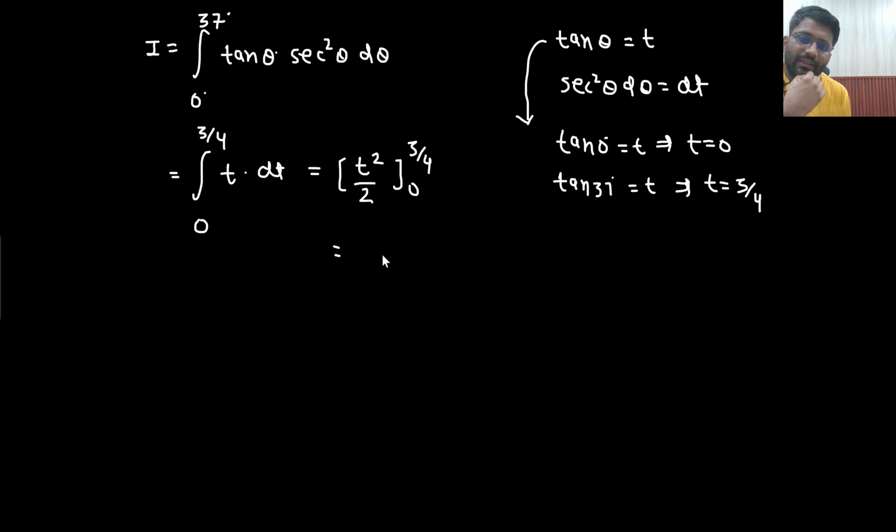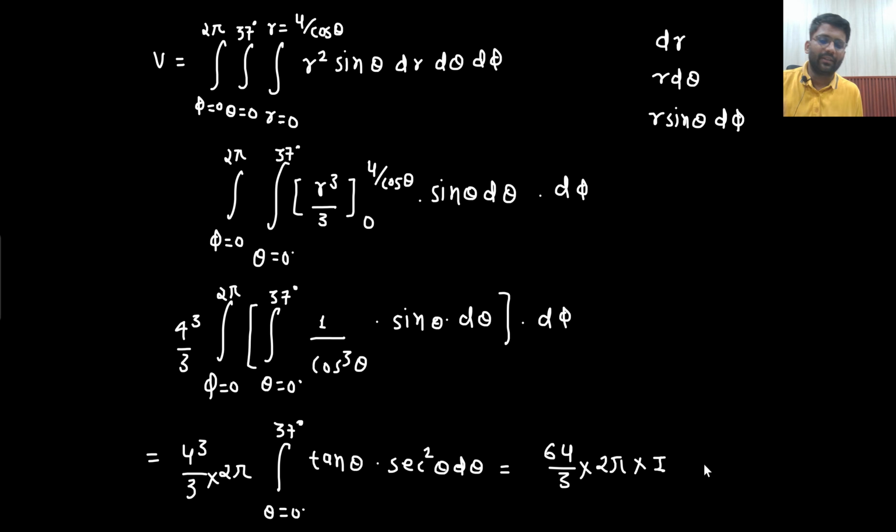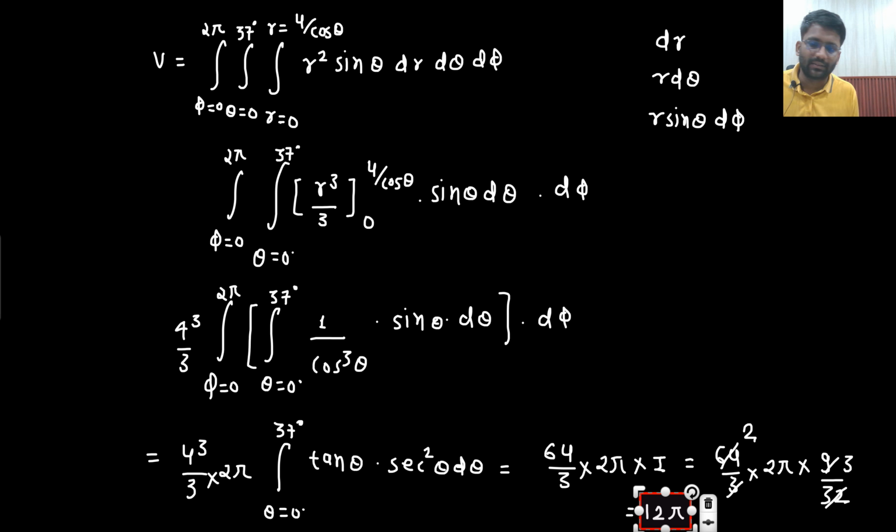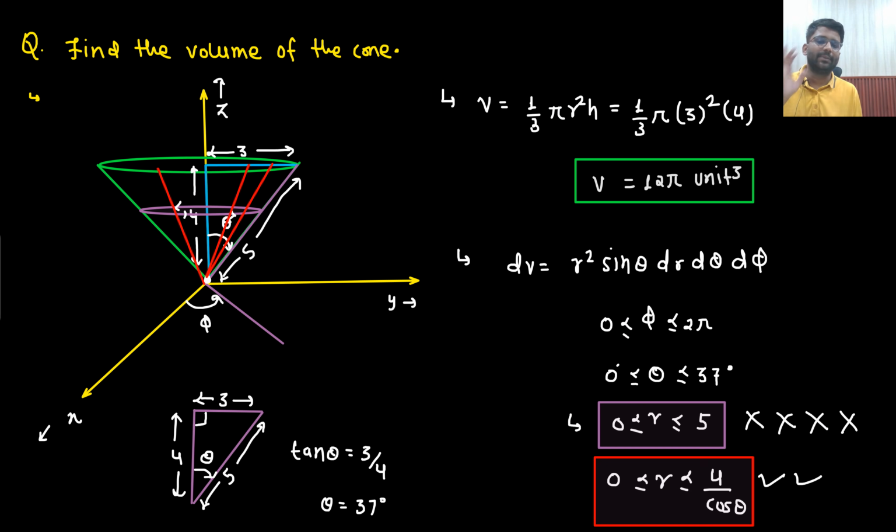So it will become 9 by 32. So 64 by 3 into 2 pi into 9 by 32. So this is 2, this is 3. 3 into 4 pi will become 12 pi, which is the answer you are getting. 12 pi is the answer that we are getting. So this is how we will do it with respect to the spherical coordinate system.